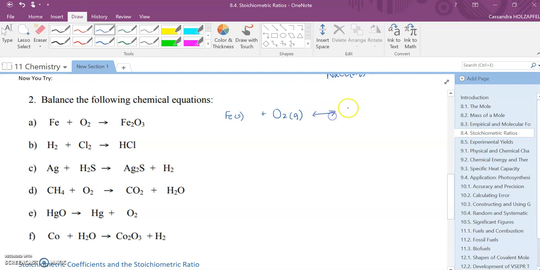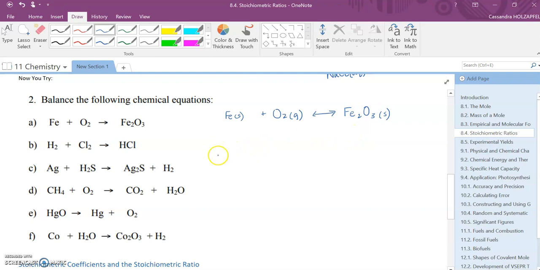I should use this little arrow, and that's going to produce iron oxide, and this is going to be a solid. So if you think of this, this is like rust. Okay, and there are 2 different kinds of rust. There's a red colored rust and a black colored rust, and that depends on whether it's going to be iron(II) oxide or iron(III) oxide.